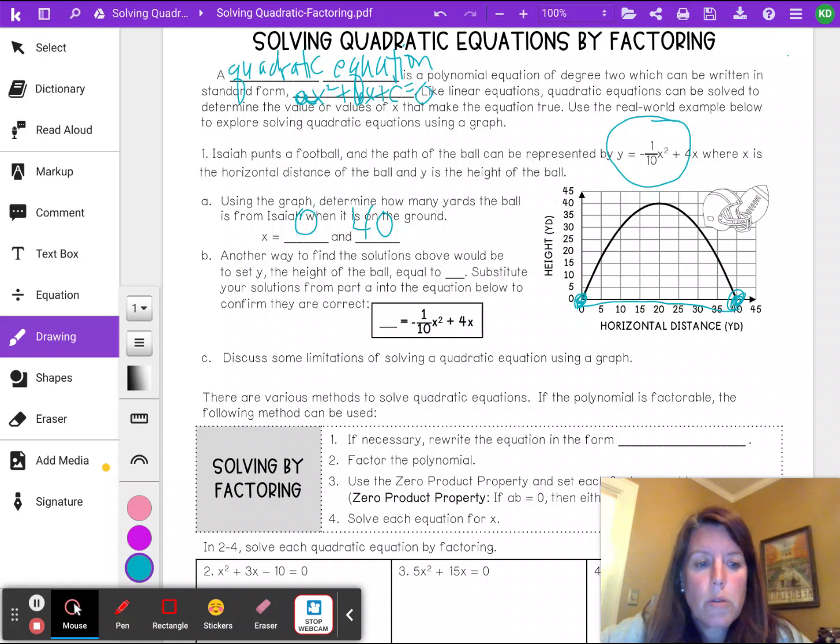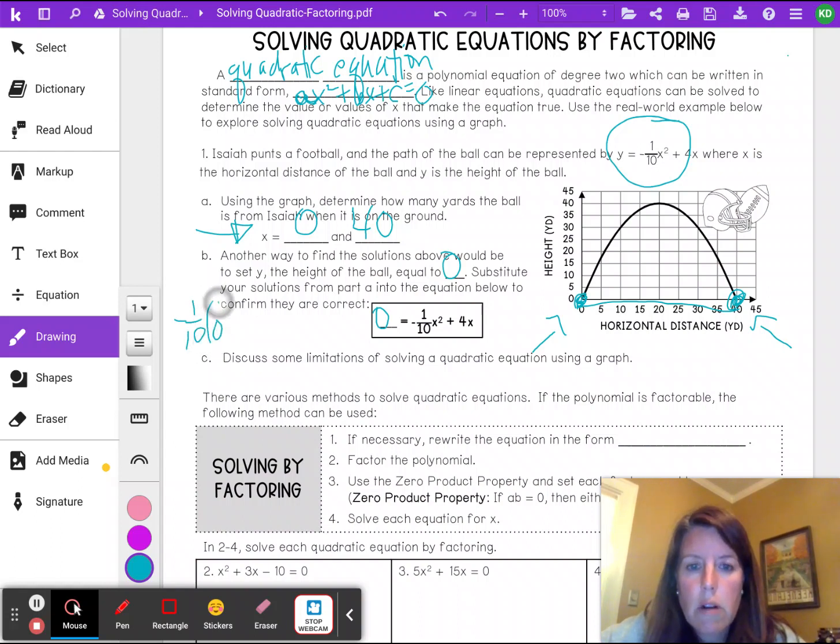Another way to find those solutions would be to set y, which is the height of the ball, equal to 0, and substitute those solutions from A, so these right here, into the equation to confirm that they're correct. So I'm going to say y is 0. And for the x, I'm going to put these two answers that we got, 0 and 40. If I were to write that, it would be negative 1/2 times, I'm going to use 0 first, 0 squared plus 4 times 0 again, because that's my x value, and then equal to 0.